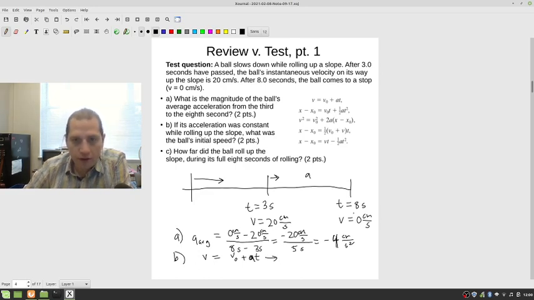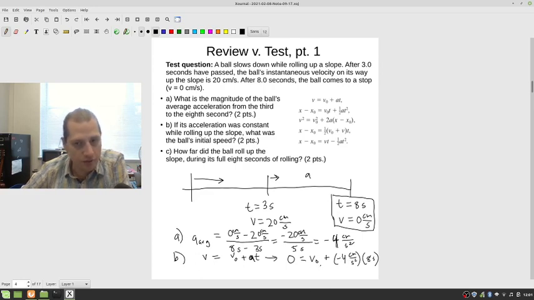And the final, if you just use this last time and this acceleration, you could go ahead and say that 0, the final velocity, equals V naught, which is what you want to find, plus minus 4, because it's slowing down, centimeters per second squared, times t of 8 seconds. Okay, so your initial velocity then is 8 times 4, which is 32 centimeters per second.